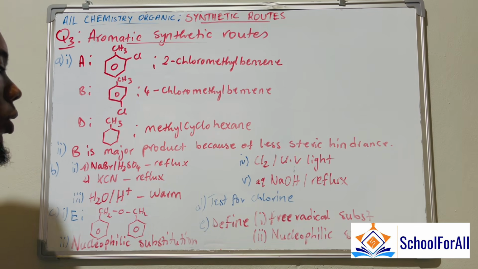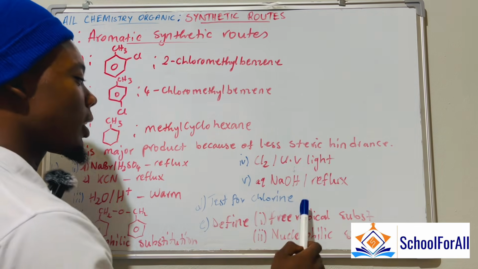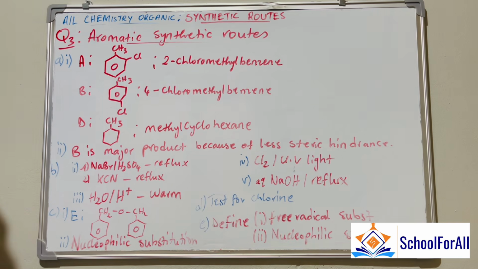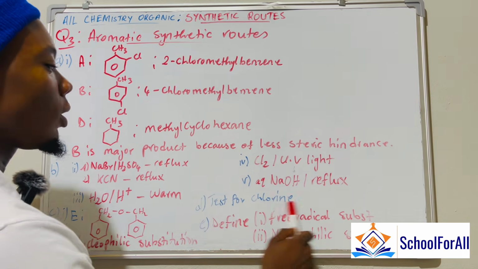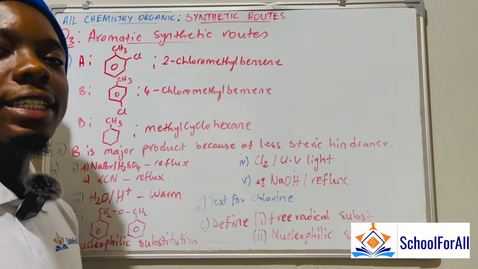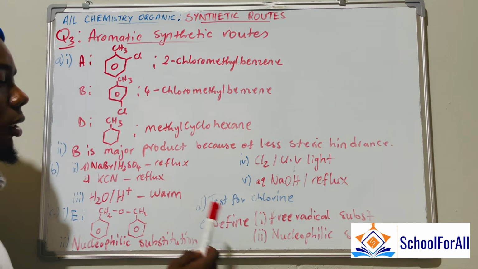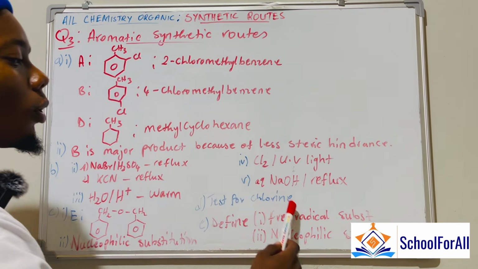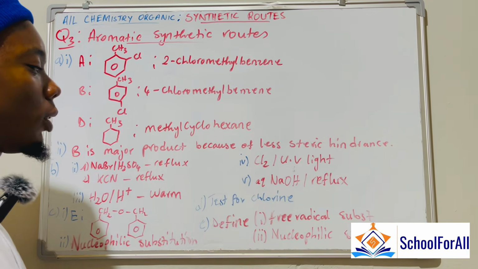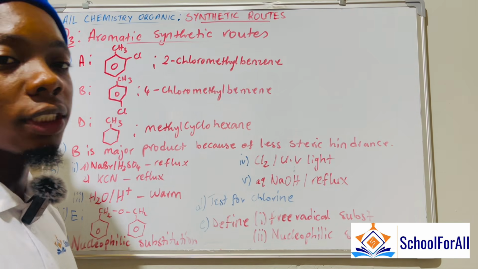Now, next question, they are asking you the type of reaction mechanism that took place. We see that it's the nucleophilic substitution mechanism. They are asking you to describe a simple test for the presence of chlorine in an organic compound. To test for chlorine in an organic compound, we simply follow what we call the Lassaigne test. How do we test for chlorine? It is the Lassaigne test, which is used to test for chlorine.